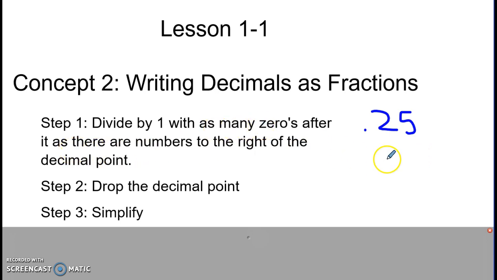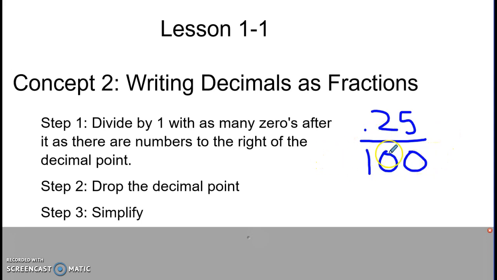You're going to divide it by 1 with as many zeros as there are numbers to the right of the decimal place. Now you'll notice that in this case I'm dividing it by 100, and I have numbers in the tenths place and the hundredths place. You can also use that to help you. If you're going to the thousandths place, you're going to divide by 1000.